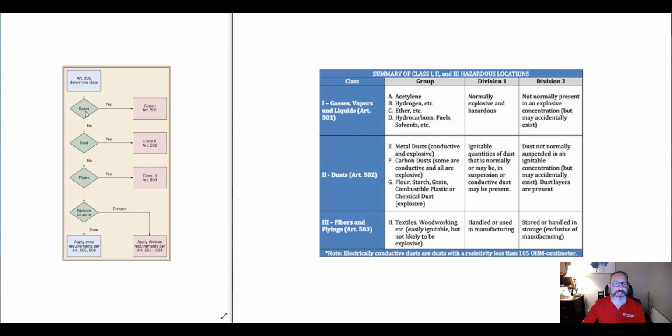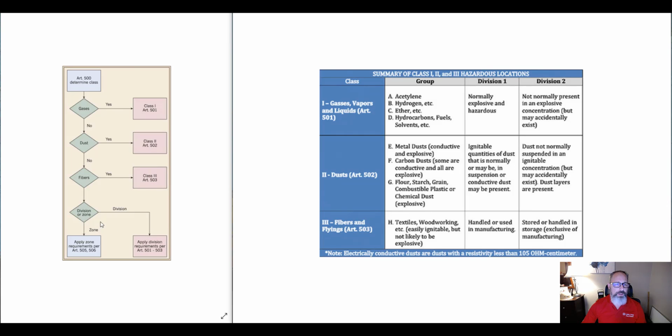And so when we determine if, let's say, we're looking for gases, well, we come down this decision tree right here, we find gases, and then we say, yes, that's it. We go over to Class 1, Article 501. Well, if we go back to gases and say, well, it's not gases, it's a no, we go to dust, and if it's no again, it's fibers, that's a yes, then we go to Class 3, Article 503. So nice thing with the code section is 501 is Class 1, 502 is Class 2, 503 is Class 3.